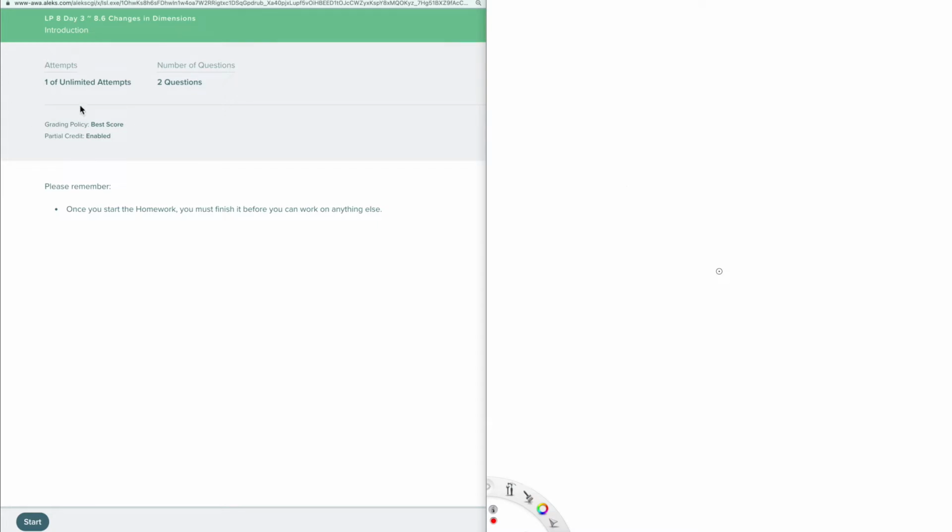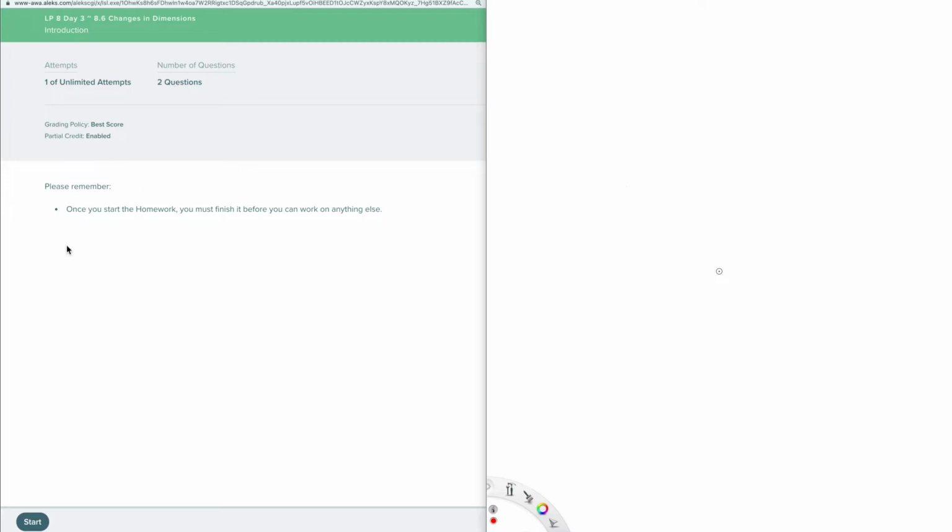The second thing is the number of attempts. We always allow unlimited attempts on homework, tests, and quizzes, so you can come in and complete them as many times as you would like. Number of questions just tells you how many questions are on this particular assignment. Grading policy is best score, so whichever attempt is the best one is the one you get to keep. Partial credit is enabled, which means if you answer one of two questions, then you get credit for the one question or however many you answered correctly.